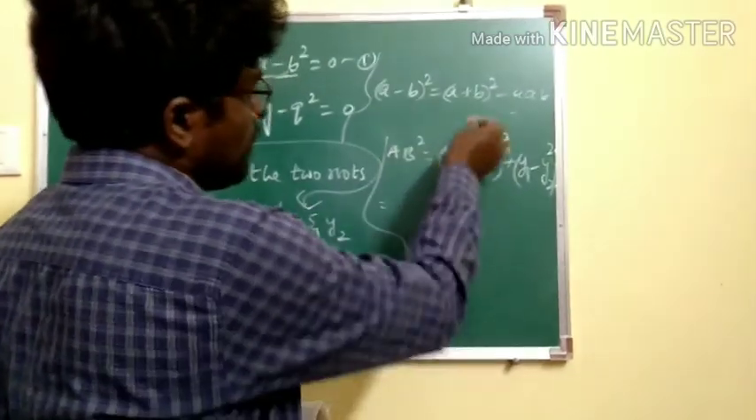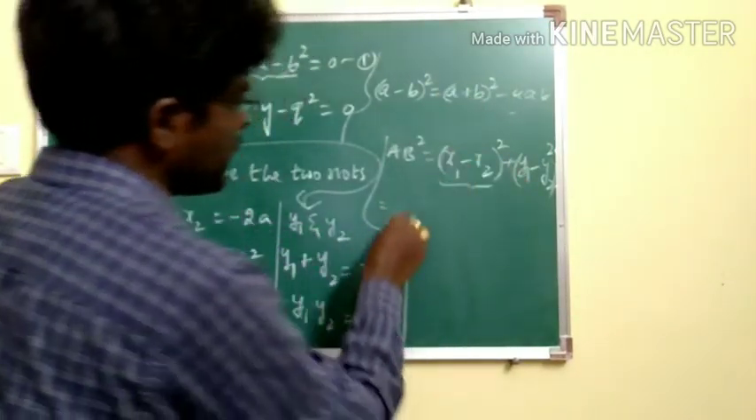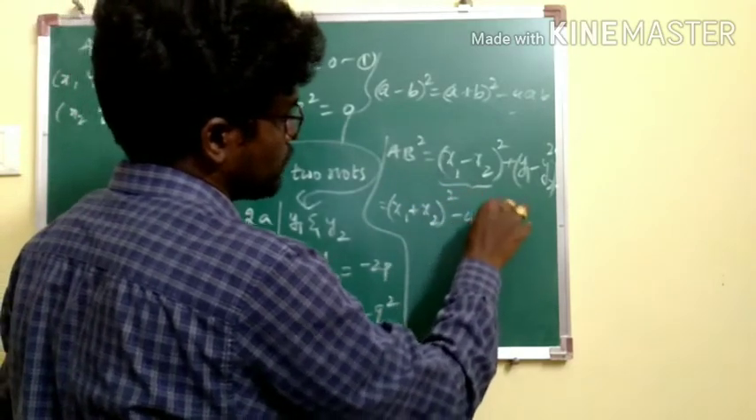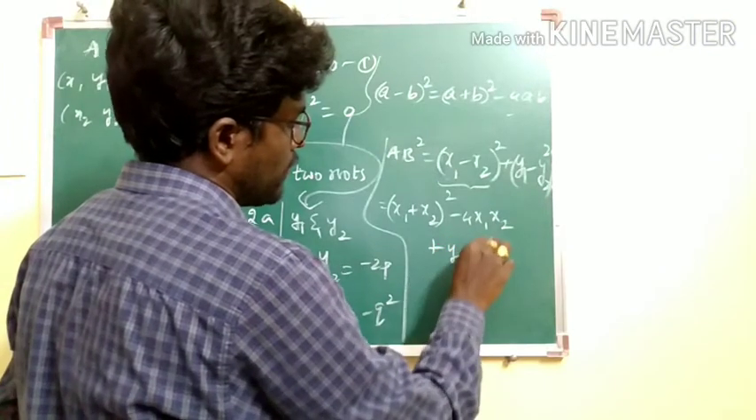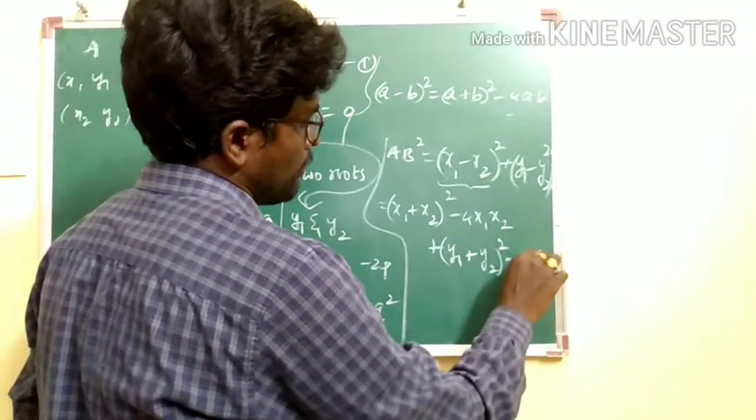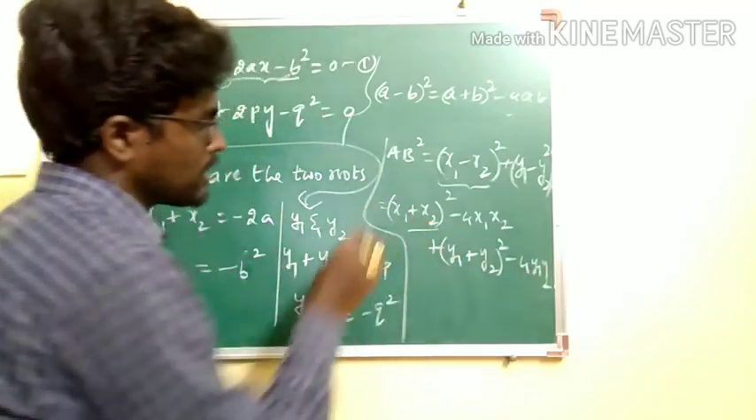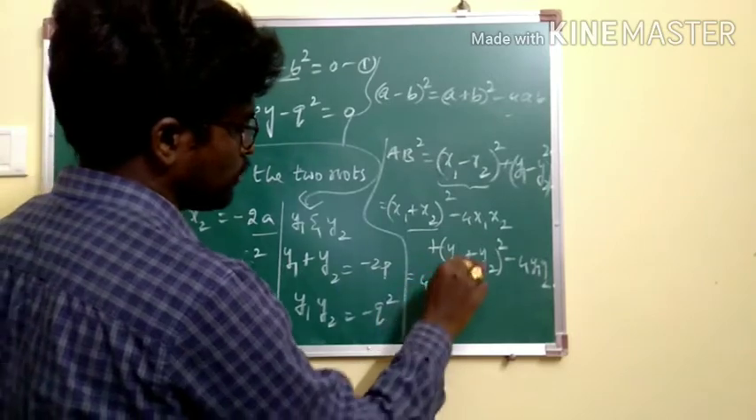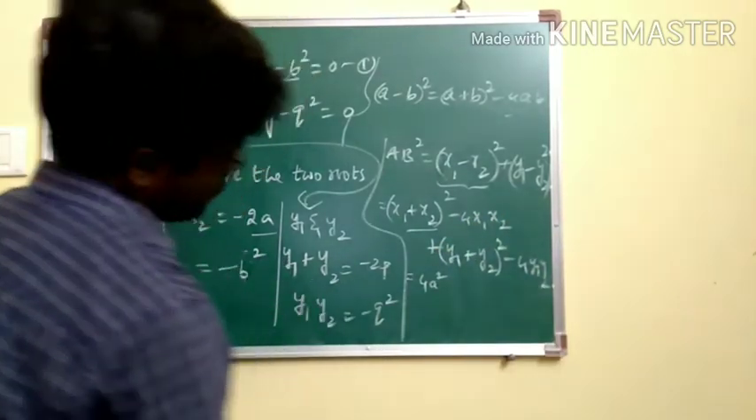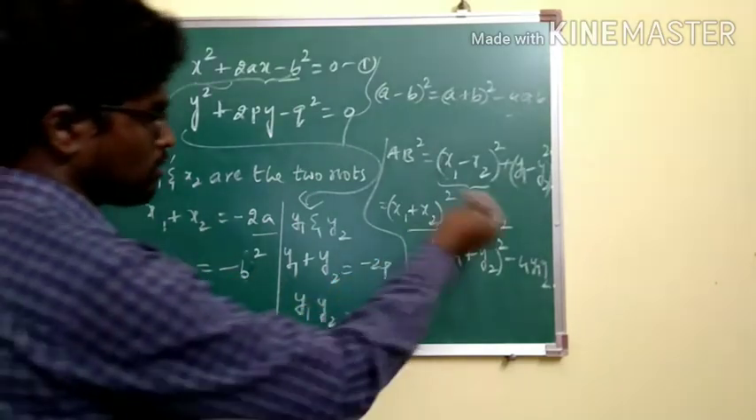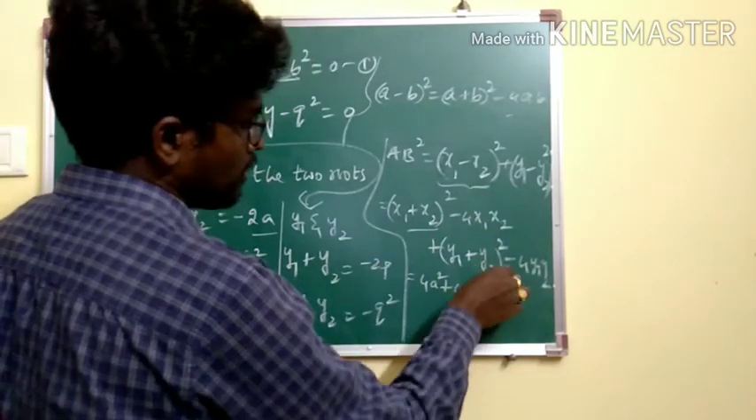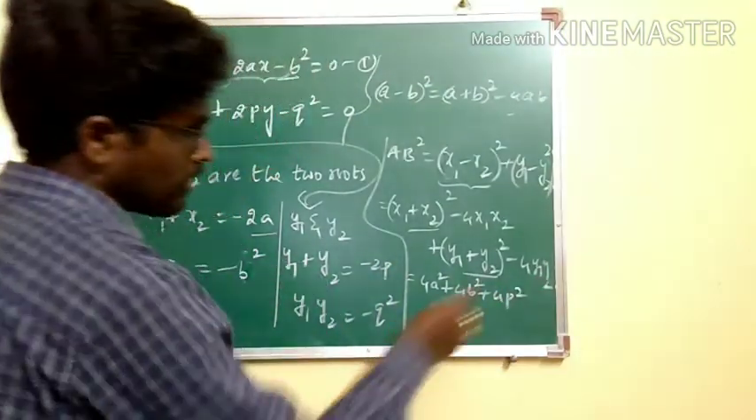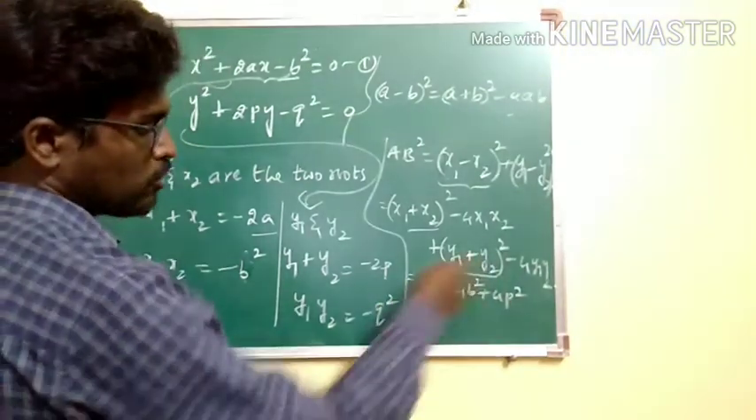With the help of this result, we can rewrite this expression as x1 plus x2 whole square minus 4x1 x2. Similarly, y1 plus y2 whole square minus 4y1 y2. What is x1 plus x2? Minus 2a. Minus 2a whole square means 4a square, minus 4 into x1 x2. What is x1 x2? Minus b square. Minus into minus is plus, so 4b square. What about y1 plus y2 whole square? It is minus 2p whole square, in the sense 4p square, and minus 4y1 y2 means minus into minus plus 4q square.